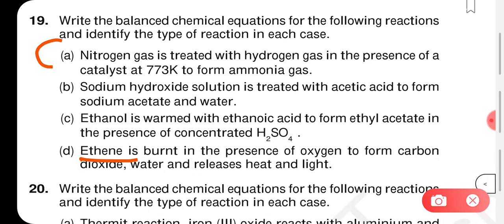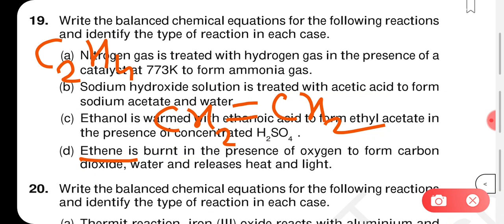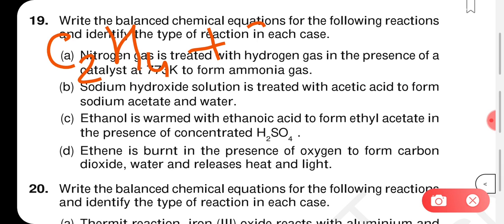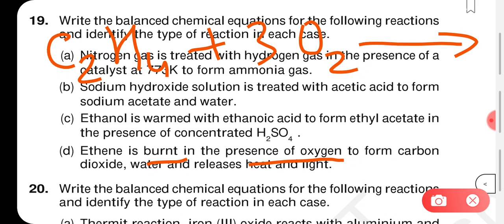Ethene is C2H4. Okay, this is CH2 double bond CH2, ethene. Okay, so C2H4 plus 3 molecules of oxygen, in the presence of oxygen. So it means it is burning, it's a combustion reaction. This thing is clear, the type of reaction will be combustion. Okay, we'll see what else happens. It is forming carbon dioxide and water.